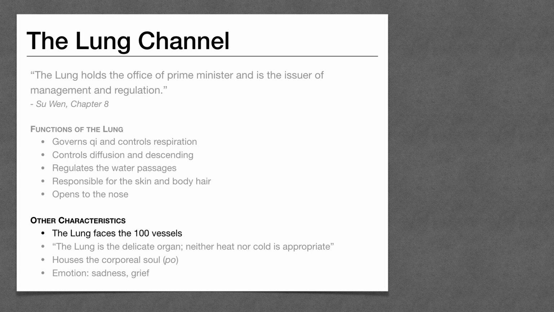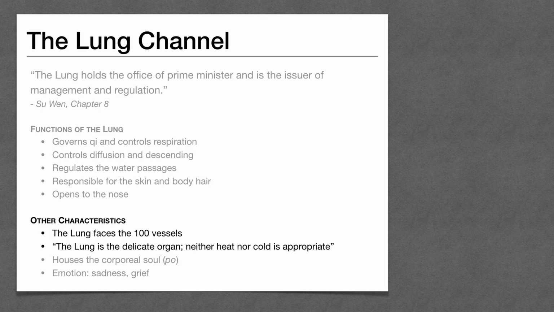Just a few other characteristics. We say the lung faces the 100 vessels. This again has to do with the lung's position as prime minister to the heart and its role of managing the flow of qi and blood. This is useful to us because we take the pulse at the wrist along the lung channel. It also lets us treat certain conditions of the pulse, like a weak pulse or an irregular pulse.